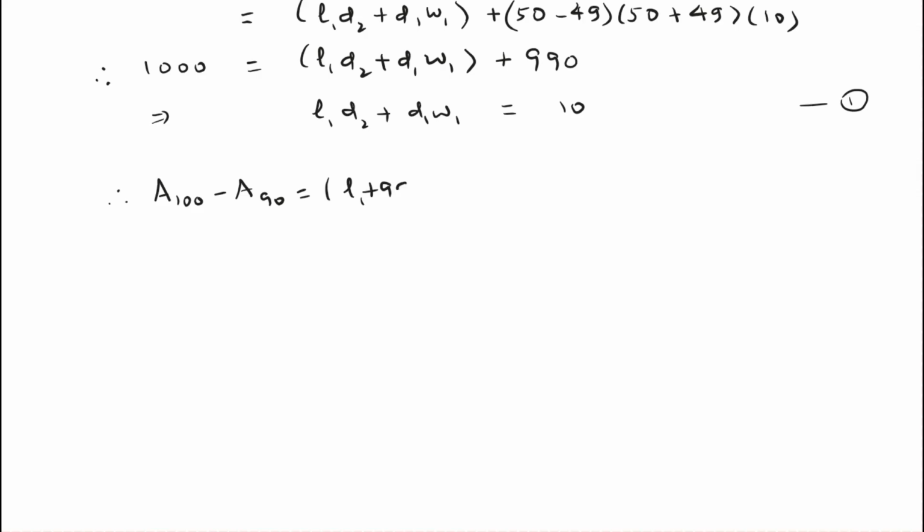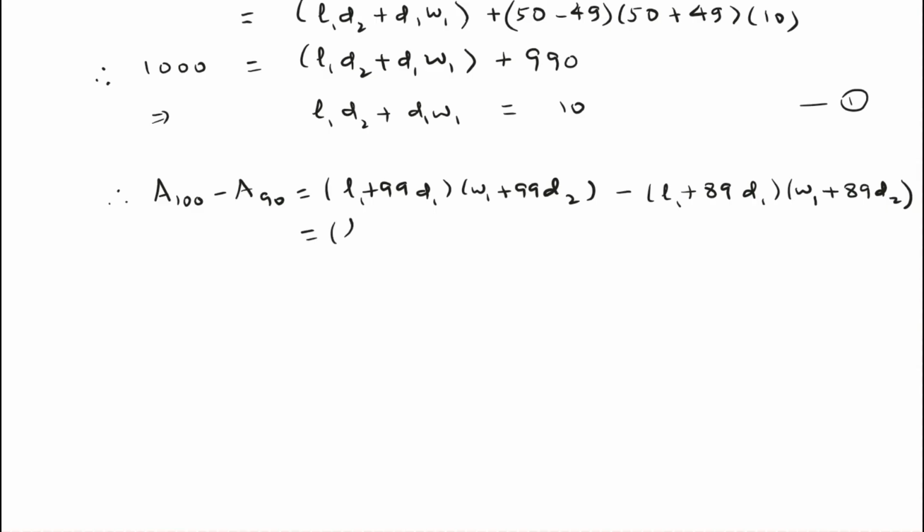Question asks for A100 minus A90. Once again, we use the terms of the AP to write their values like these. So these are the values of the terms, the areas, because they are terms of AP. And now we can open the brackets once again here to see what we get.